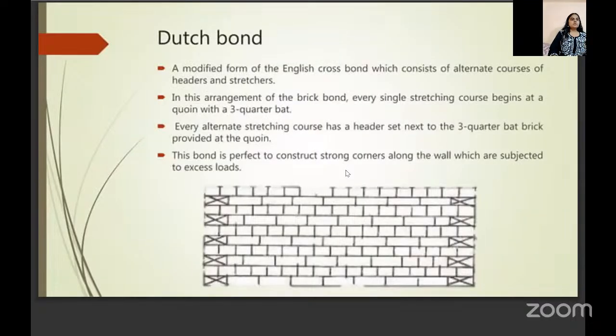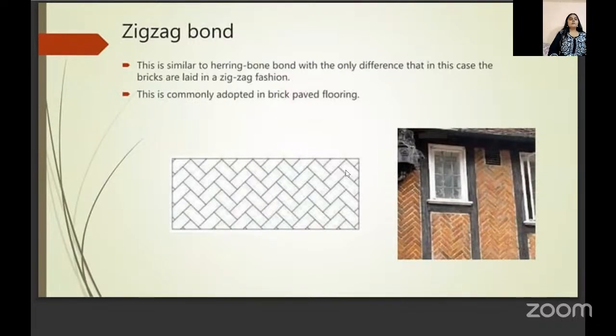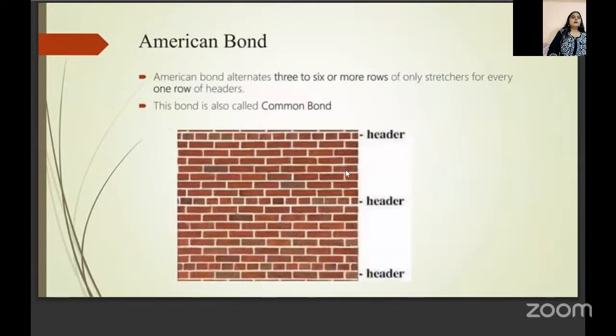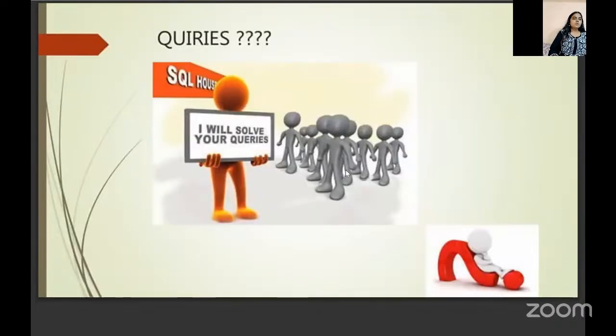This is the Dutch bond, English cross bond, raking bond, in which the bricks are joined diagonally. The zigzag bond, where a zigzag pattern is created. You can also see an image on the right side of how it looks once it is finished. The American bond and the rat trap bond. Rat trap bond actually has a cavity in between the bond. So these were the different types of bricks and the different types of brick bonds.